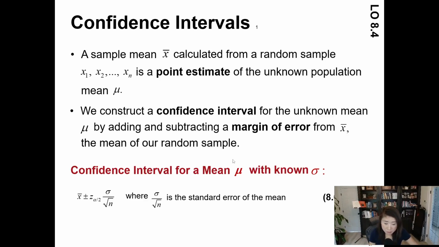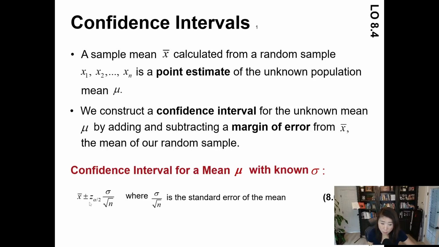The margin of error consists of two parts. One part is the z value. The second part is my standard error of the mean. So the standard error of the mean times the z value gives us the margin of error, and we will need this margin of error to calculate my confidence interval.